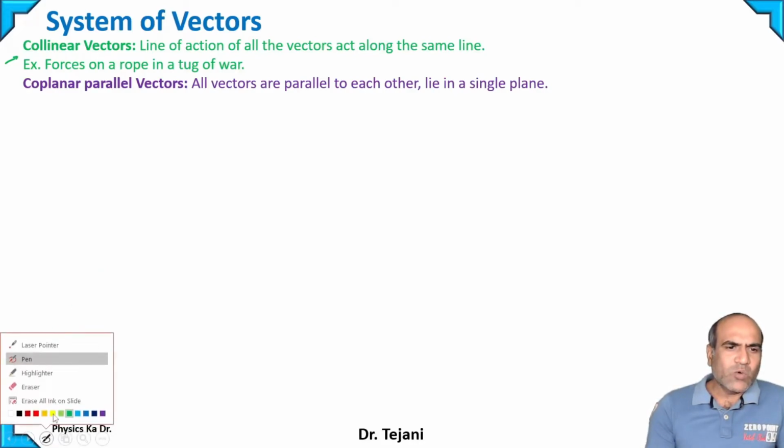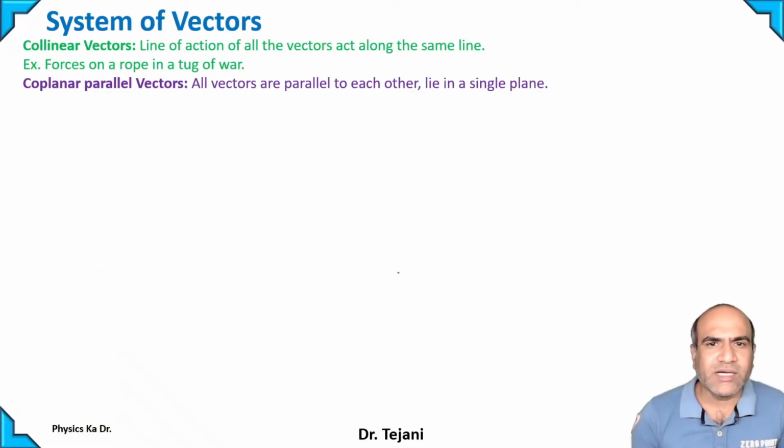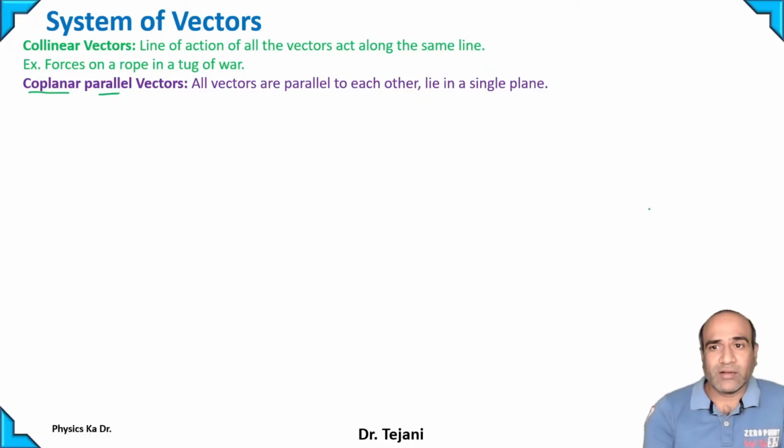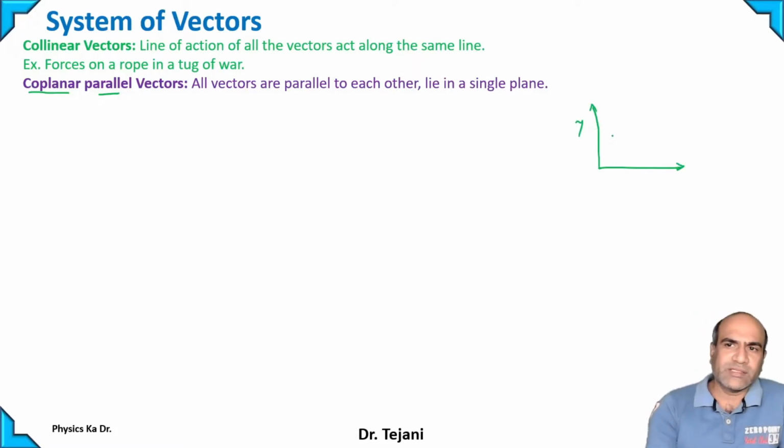Second is coplanar. All the vectors are parallel to each other. So what is mentioned? One word is coplanar and the second word mentioned is parallel. Coplanar means, say for example, if we draw the x and y plane, all should be in the same plane. And second is parallel, which means the angle should be equal. This angle theta must be equal for all the vectors.